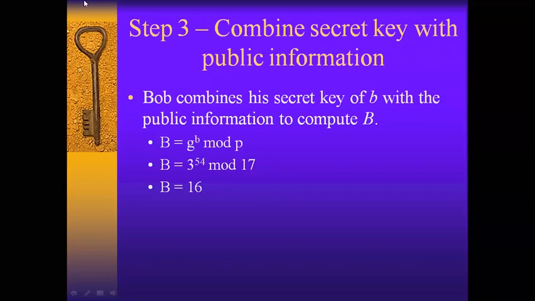Now let's move towards Bob. So on the Bob side, he will also combine the secret key B with the public information, and he will compute the value of B. So now how to find out the B value? What is the formula? G power B mod P. So this G, B and P, all the values have been given in the question paper. So G is 3 power 54 modulo 17. So now you got the B value as 16. You can try it out in the calculator and you can find out the remainder value.